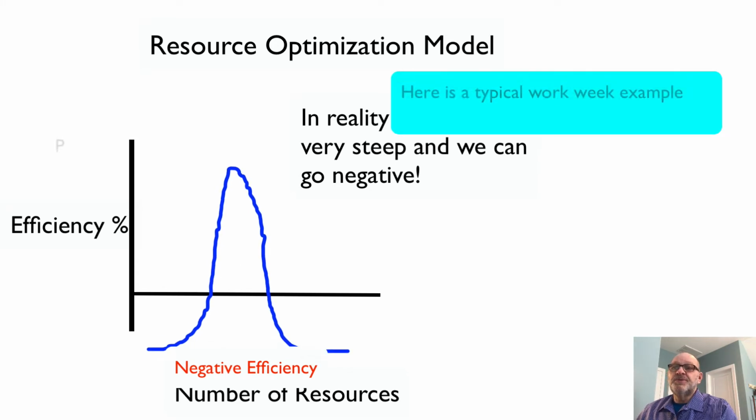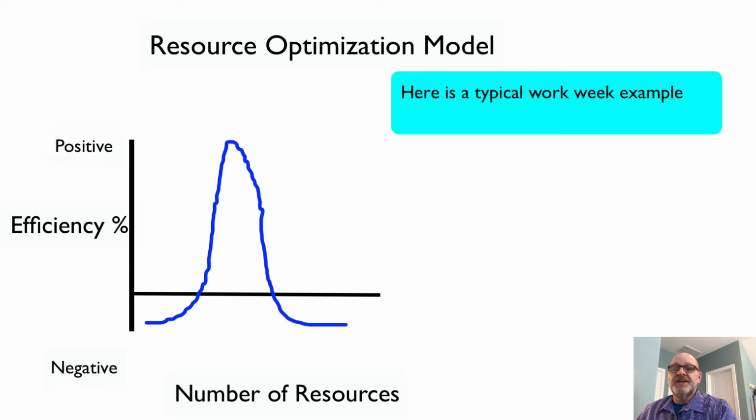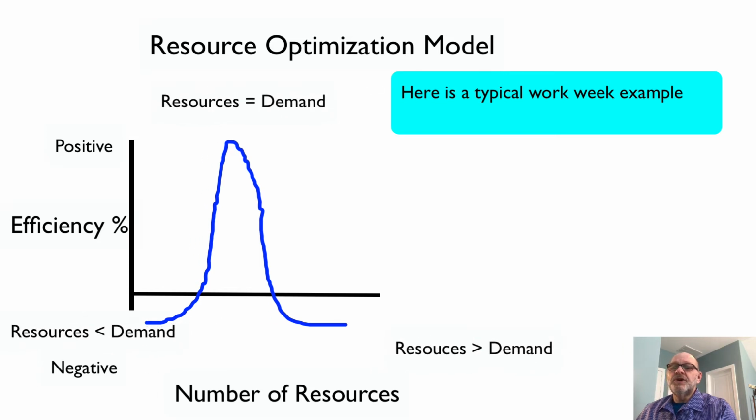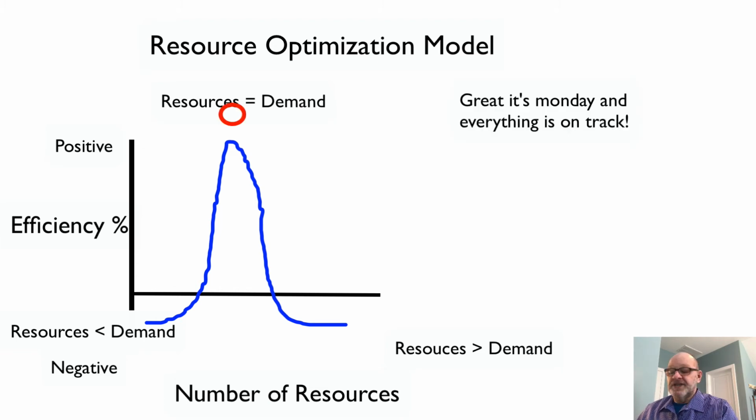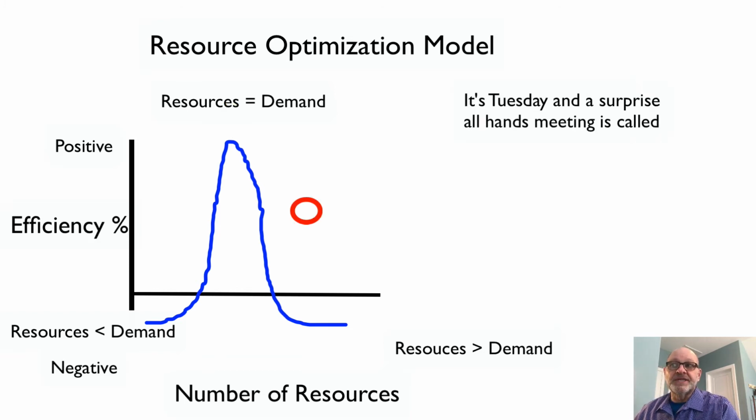So let's look at a typical example. This may help us understand the model. Now, what I'm going to look at is a typical work week. At least it was for many of my projects. So we'll start on Monday. Great, everything's on track. Tuesday comes with a surprise all-hands meeting.